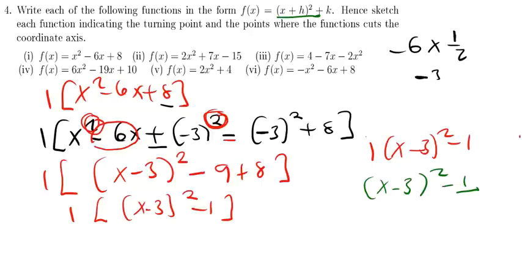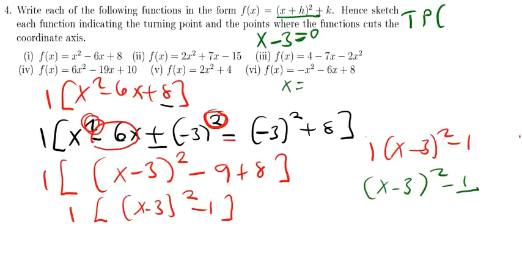The next part, I have now to sketch each of the functions, indicating the turning point and the intercepts. To find the turning point, we write TP. The turning point will be the opposite of this. You take what is in the bracket equal to 0, so x will be equal to 3. So the x will be 3, comma, the y is that number outside the bracket, which is negative 1. That is your turning point. So initially this is x, this is y.